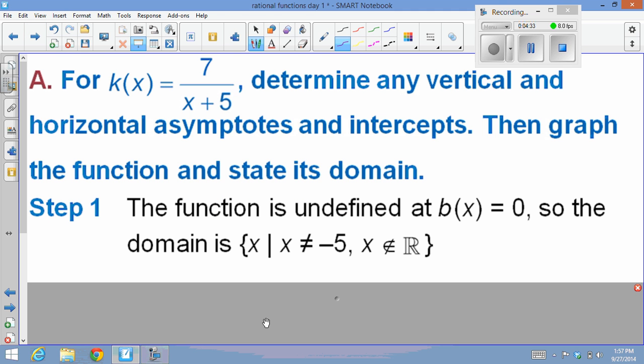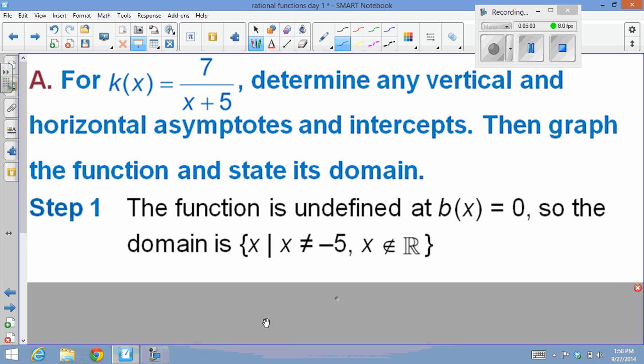And that's kind of what that says right there. After that, I would figure out my asymptotes. The horizontal asymptote, I would take the degree of the top over the degree of the bottom. But if I look, the degree of the top is 0 and the degree of the bottom is 1. So the top is smaller than the bottom. So when the top is smaller than the bottom, that means my horizontal asymptote is y equals 0.